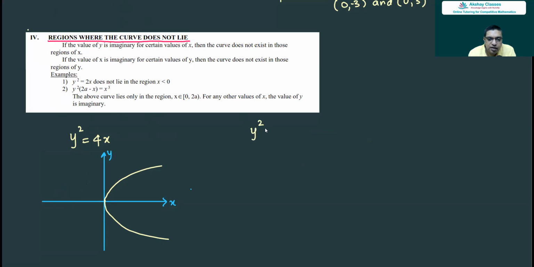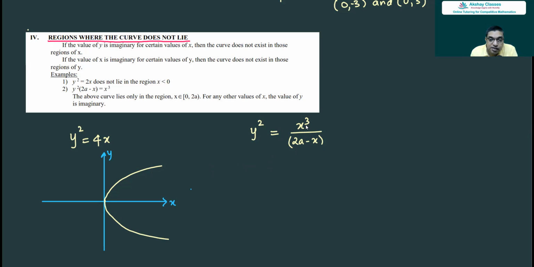y square into 2a minus x is equal to x cube. So y square is x cube upon 2a minus x. So clearly, two things we can observe. When x approaches close to 2a, this goes to infinity. Second, when x approaches 0, this goes to 0, no problem.